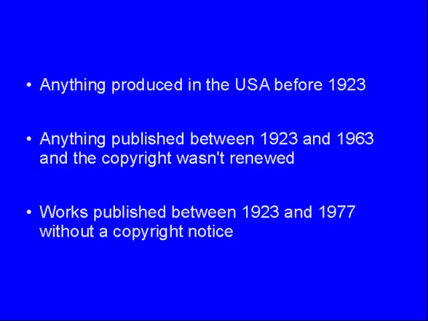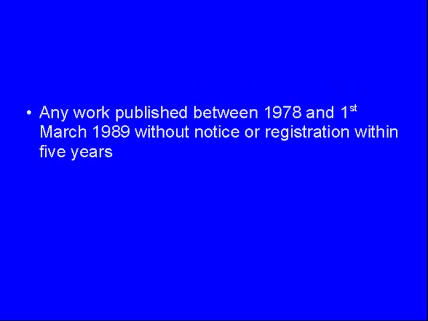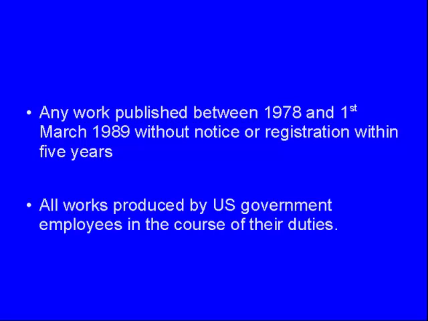Anything that was published between 1923 and 1963 with a copyright notice is no longer protected unless the copyright has been renewed. Works that were published between 1923 and 1977 without a copyright notice are in the public domain. Any work that was published between 1978 and the 1st of March 1989 without notice or registration within 5 years is also public domain content.